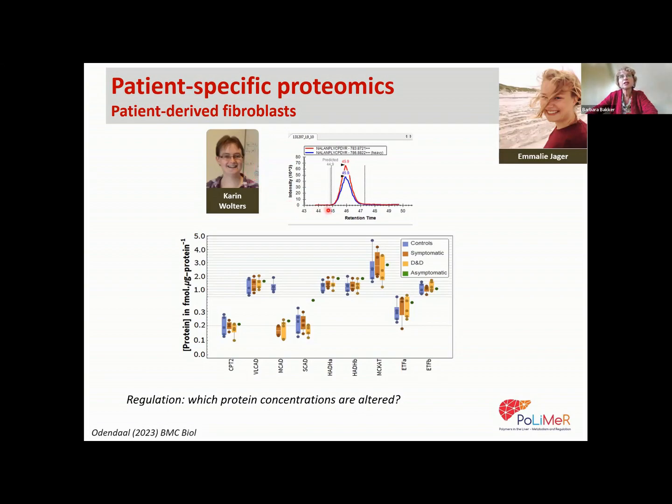So we use stable-isotope labeled standards for peptides representing each of these proteins. So it's very, very quantitative. So we can look at relatively small changes very accurately. And here you see controls in blue, patients that were symptomatic, patients that were asymptomatic. I always forget what this DND means, but I think it's diagnosis and diet or something.